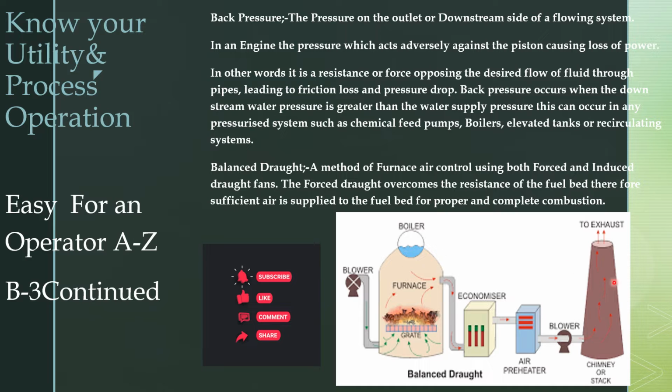Here you can see the schematic diagram of the balanced draft. This is an FD fan. It will supply air for complete, proper combustion. This is the economizer, this is the plant aerator. Here this is the ID fan, and this is the stack or chimney. This ID fan will create a vacuum or negative pressure in the furnace. If there is any choke in the plant aerator, you will get back pressure that will restrict the flow.